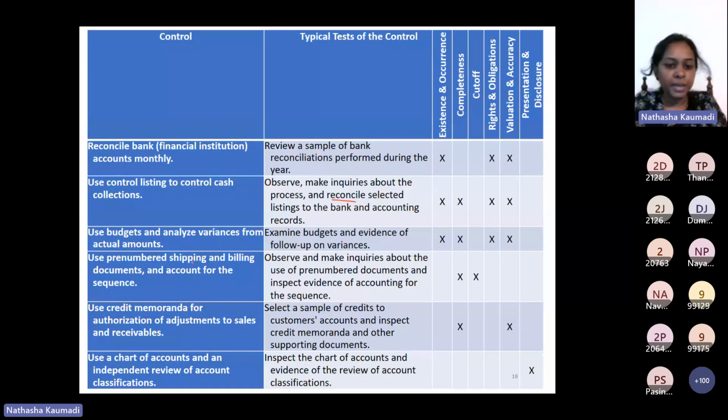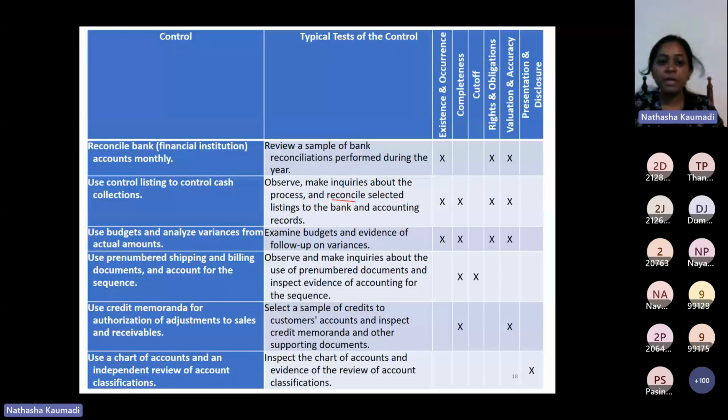Use pre-numbered shipping and billing documents and account for the sequence. Now, when you are using these pre-numbered documents, what is the main assertion you are going to cover? Completeness. If you take an invoice book, when you go through 1, 2, 3, 4, and 5, if number 5 invoice is missing and it is not recorded in the sales system as well, completeness is not there. All the transactions have not been recorded. There's a potential, right? It can be an error or it can be a fraud.